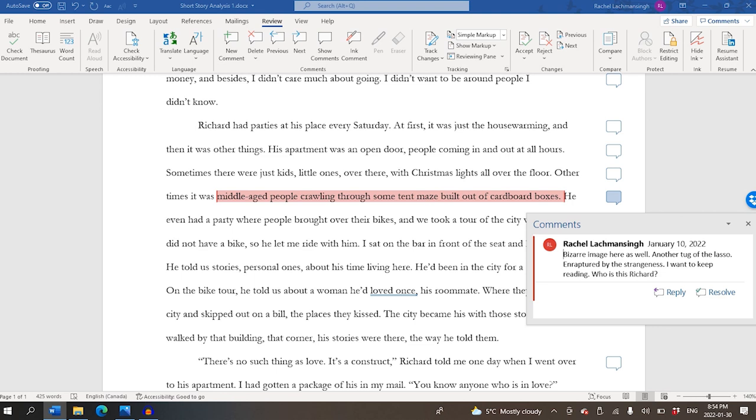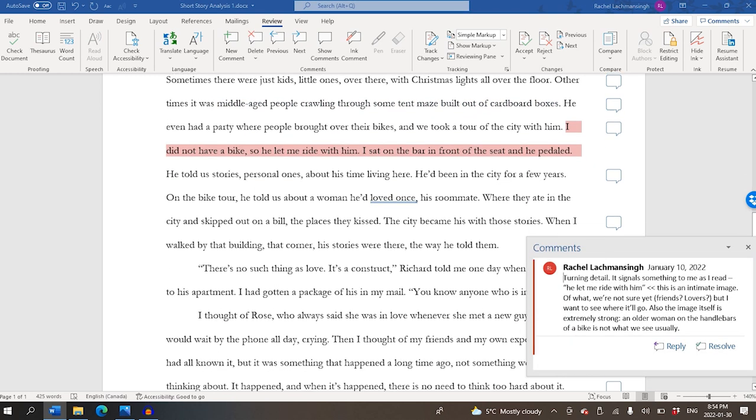So in my comment, I said, there's a bizarre image here as well, another tug of the lasso. I'm enraptured by the strangeness and I want to keep reading. Who is this Richard who has cardboard boxes? How large are those cardboard boxes? Where is he getting these? It makes me really interested in his character and also this 70-year-old woman who's at these parties.